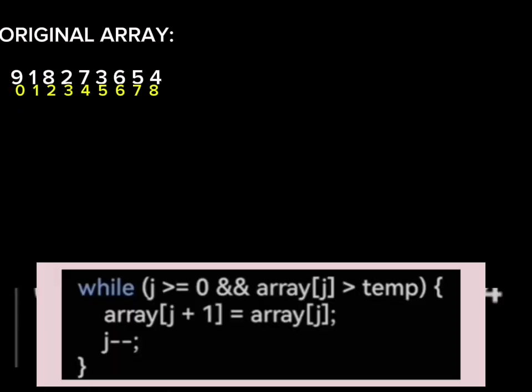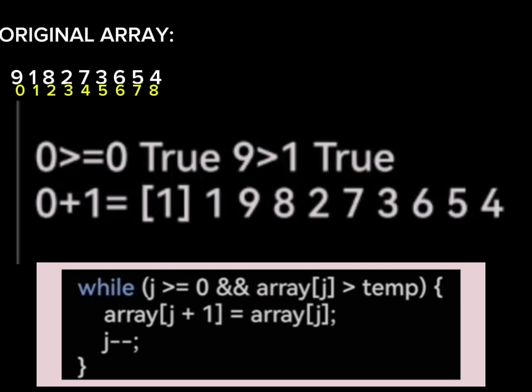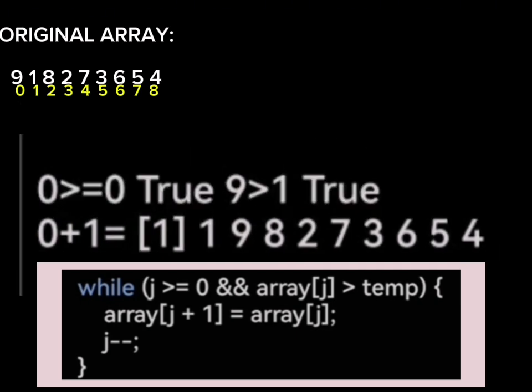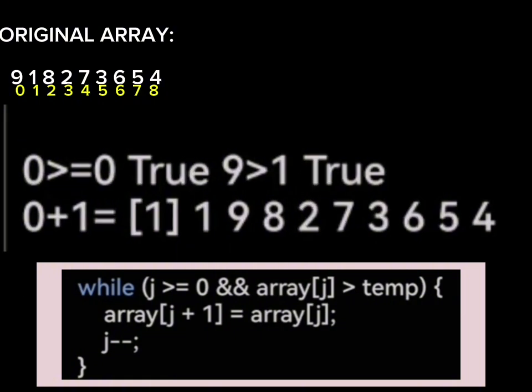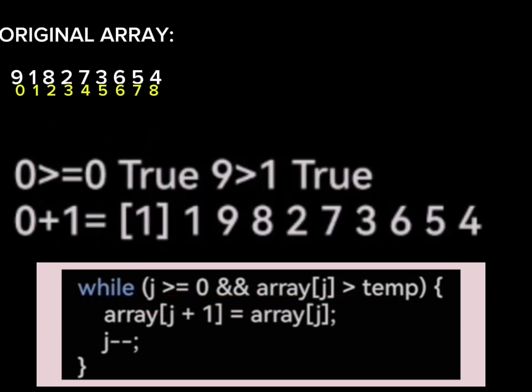Now, papasok po tayo sa ating while loop. Dito po nangyayari yung ating selection and comparison. Sa while loop, meron pong condition which is j greater than or equal to 0 and array[j] greater than temp. So, 0 is our j, is 0 greater than or equal to 0, which is true. 9 greater than 1, which is true also.